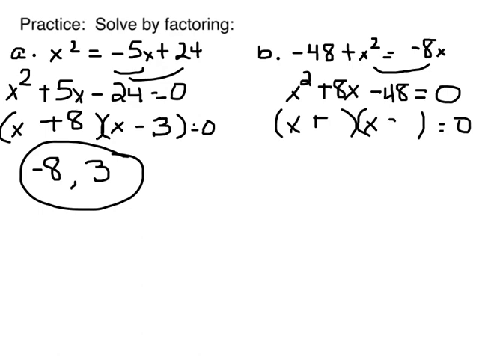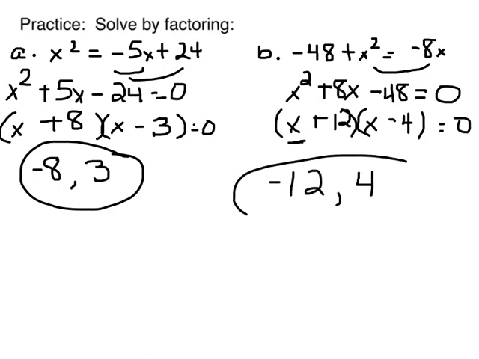Now, the factors of 48 that could possibly give me 8, well, that would be 12 and 4. 4 times 12. Because if I have positive 12 and negative 4, and I add those, I'm going to get positive 8. So here, what would x have to be to equal 0? It would have to be negative 12. And in this one, it would have to be positive 4. So that is my answer. Easy peasy. Good job.